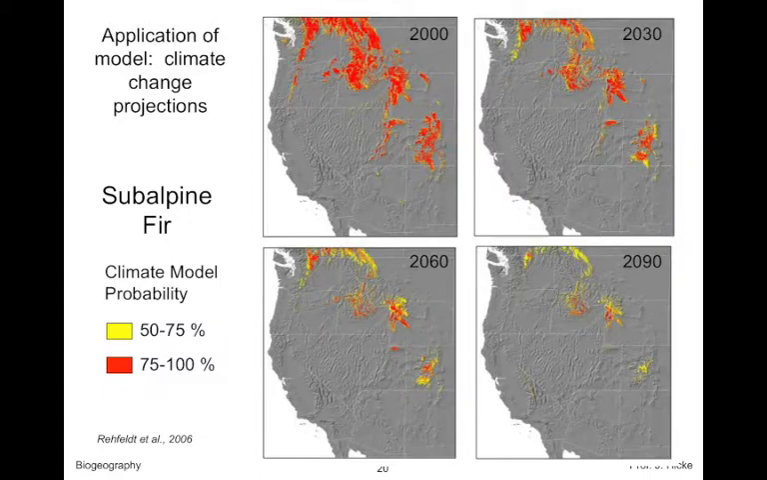And then again, Rehfeldt looked at how climate will affect, in this case, subalpine fir distributions. So here in the upper left is today's distribution model range where, again, they predict probabilities. So red is higher probability of presence, yellow is some probability of presence. And then watch how, as the model predicts the distribution given climate in 2030s, 2060s, and 2090s, how the distribution of subalpine fir changes. And of course, you can see it shrinks because of warming, moves uphill, and in fact is vastly reduced relative to 2000 by 2090, which is of course of concern.